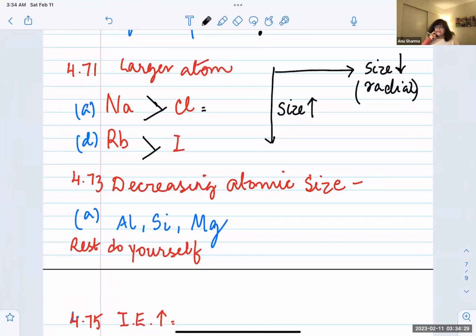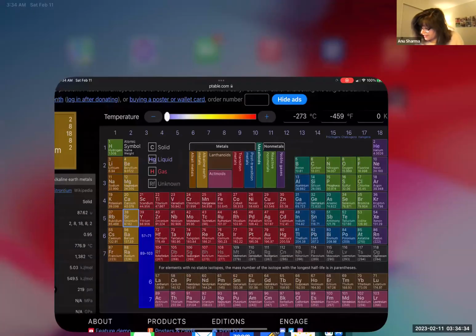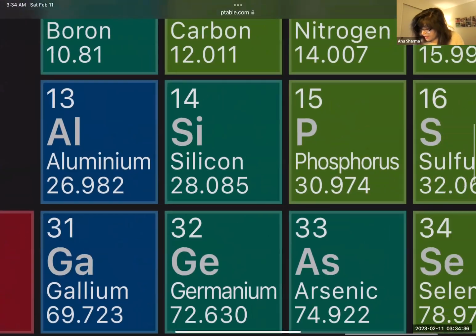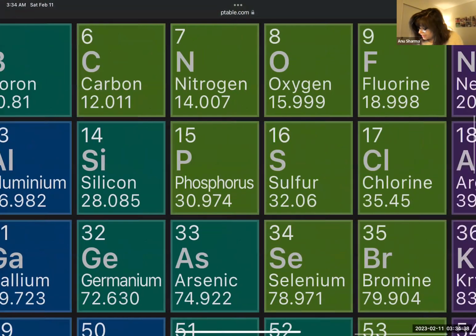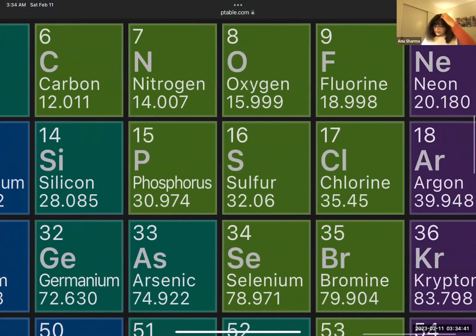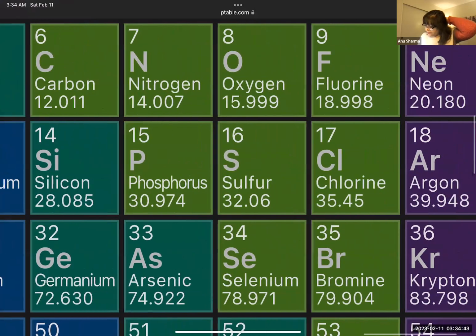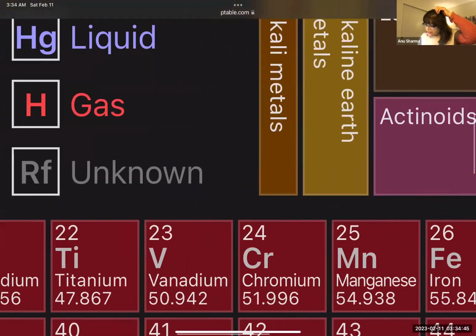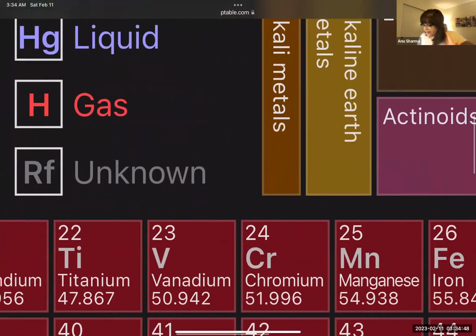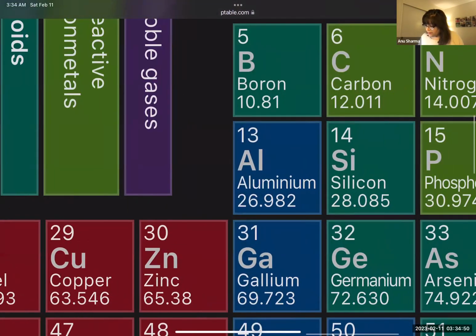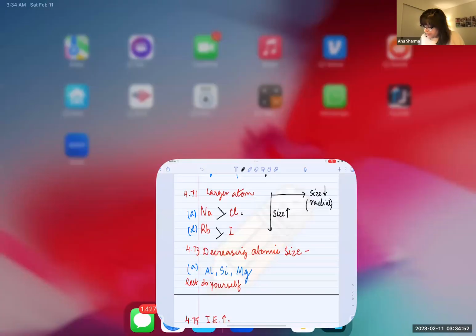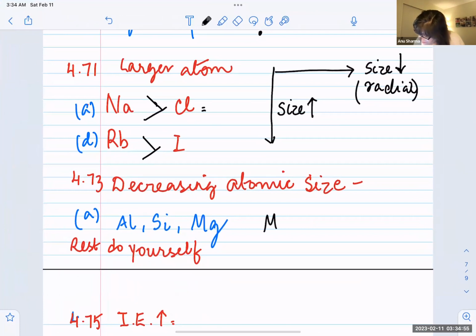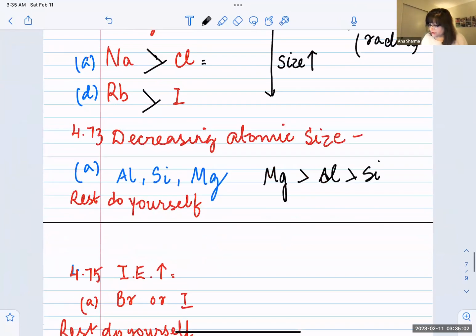Next is decreasing atomic size: aluminum, silicon, and magnesium. Look at that, you have aluminum, silicon, and magnesium. No, sorry, magnesium is bigger. So magnesium is bigger than aluminum, and aluminum is bigger than silicon. The rest, do it yourself.